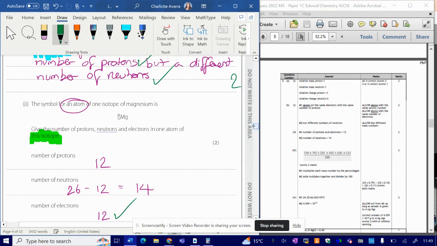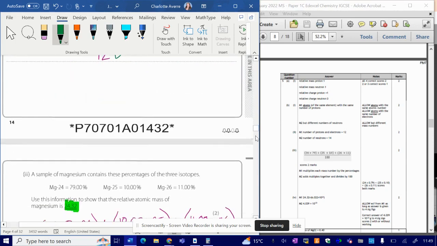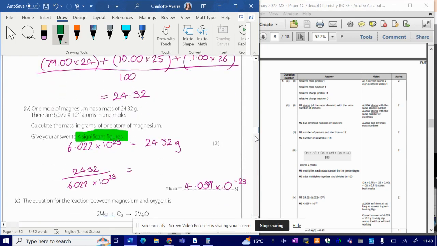Protons and electrons gets you a mark, both being 12, and neutrons gets you a mark as 14. We've done our working correctly. Okay, so 1 mark for multiplying each mass number by the percentage. Second mark for adding them together and dividing by 100. Fine. Okay, good. That's 2 marks.